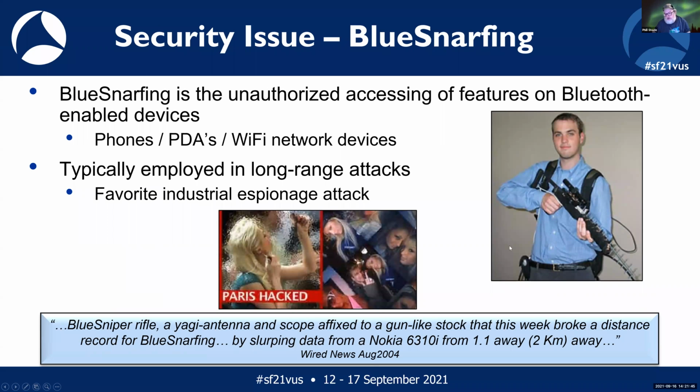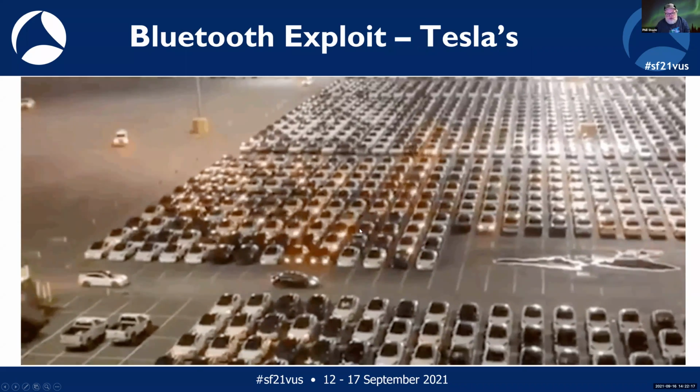Good old blue snarfing. This goes back to 2004. This is the gentleman that did it. He's a US hacker. And no, that is not a Star Wars blaster or a ray gun. It's a Yagi antenna turned into, instead of a semi-directional, a directional. And you might recognize this young lady here. Well, he hacked her Nokia 6310 phone from 2 kilometers away. And these are a couple of the pictures he pulled off the phone.